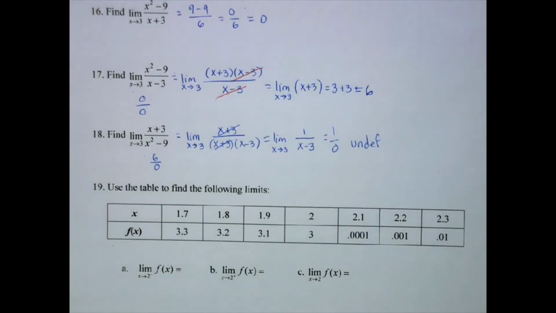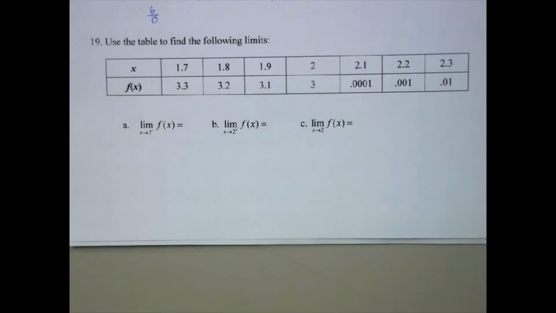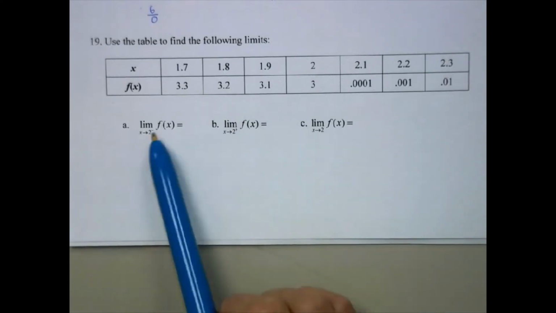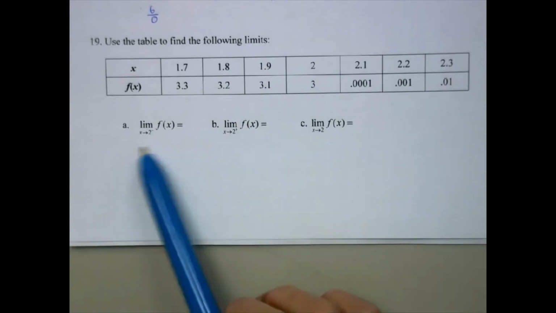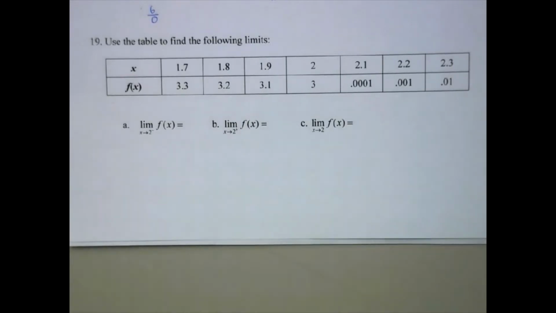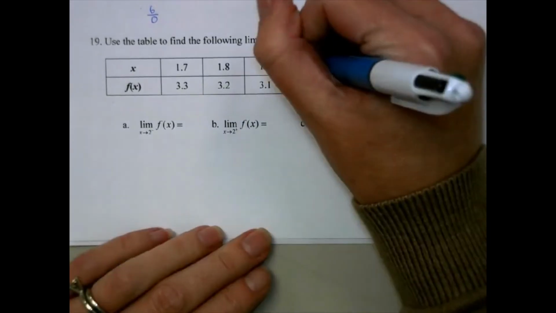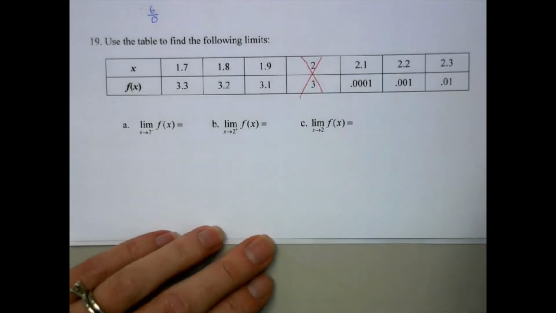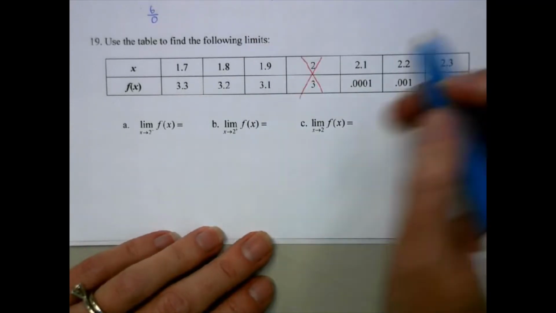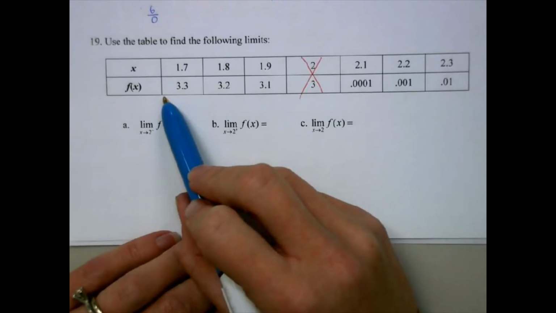Okay, looking at a limit numerically. Look at these. We're looking at x goes to 2 from the negative side, from the positive side, and the limit. So first thing, I don't care what's happening at 2. We're looking at what the y values are doing. As x goes to 2, what is y?